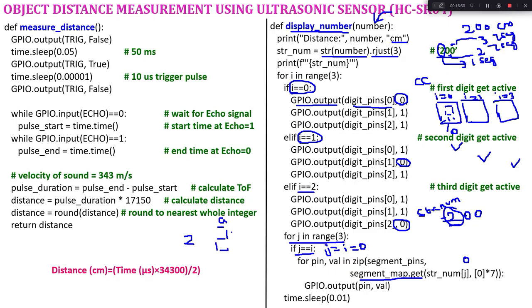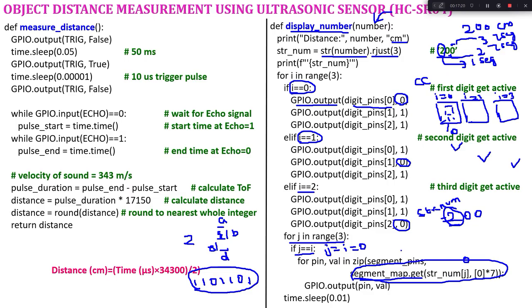Okay, so A, B is 1, C is not there, D, E is there, F is not there, G. So for these segments alone, we will have 1. So 1, 1, C will be 0, D will be 1, E will be 1, F will be 0, G will be 1. So this segment value we are going to take. That is what we get from this function. Segment underscore map, get the corresponding pins, assign it to the segment pins.